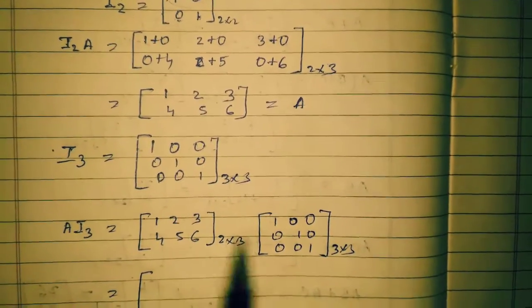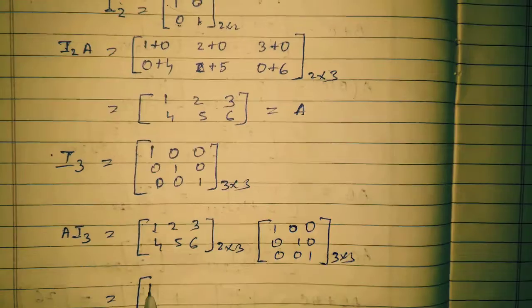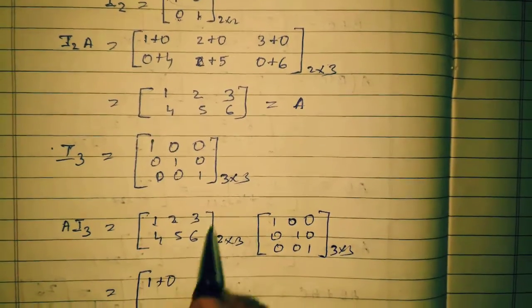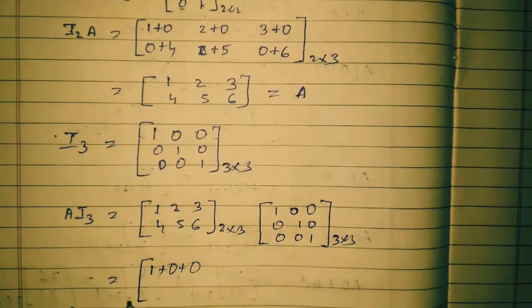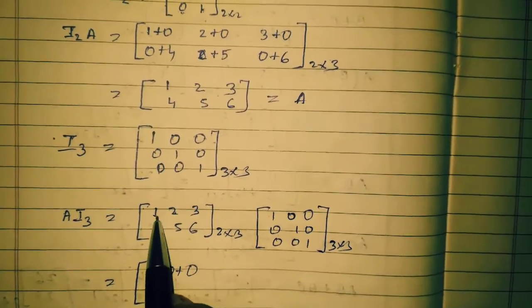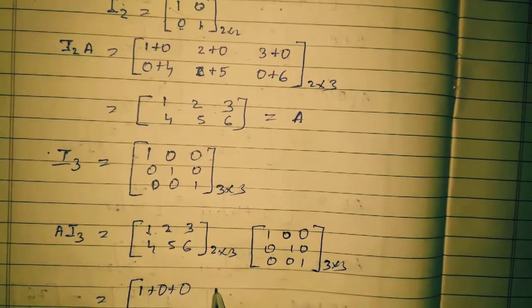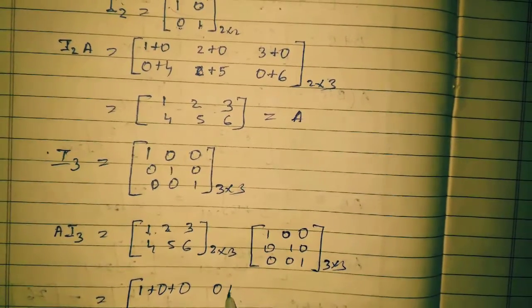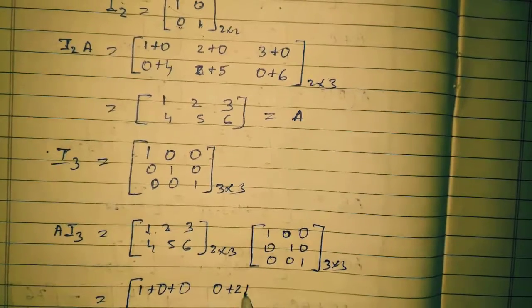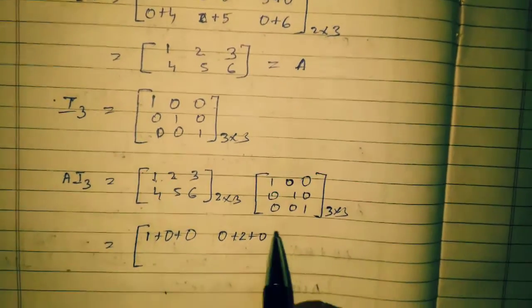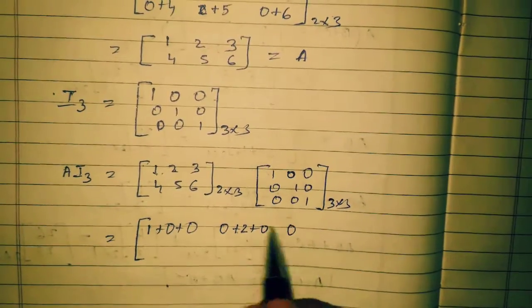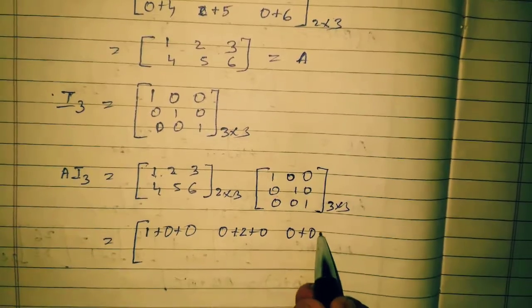You multiply the first row with the first column. 1 into 1 is 1. 2 into 0 is 0. And 3 into 0 is 0. Next, first row with the second column. We'll get 1 into 0 is 0, 2 into 1 is 2, and 3 into 0 is 0. Next, 1 into 0 is 0, 2 into 0 is 0, and 3 into 1 is 3.